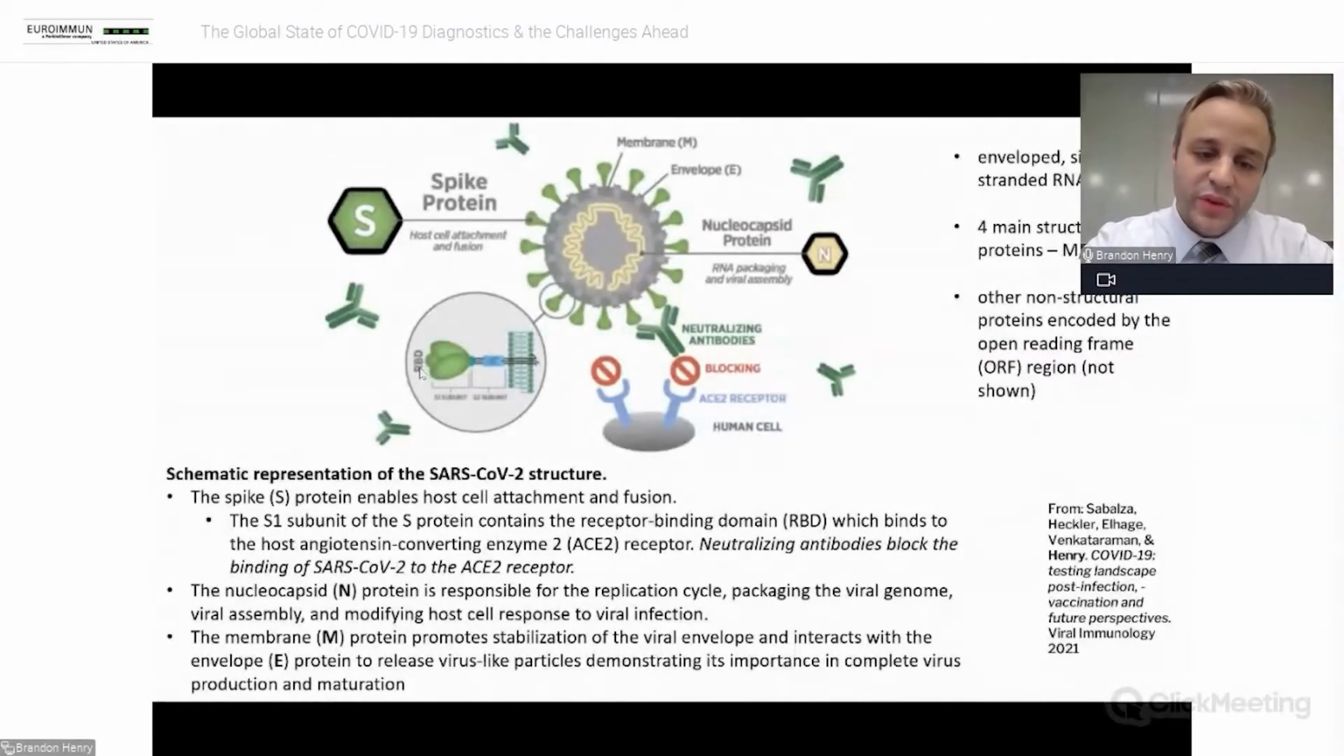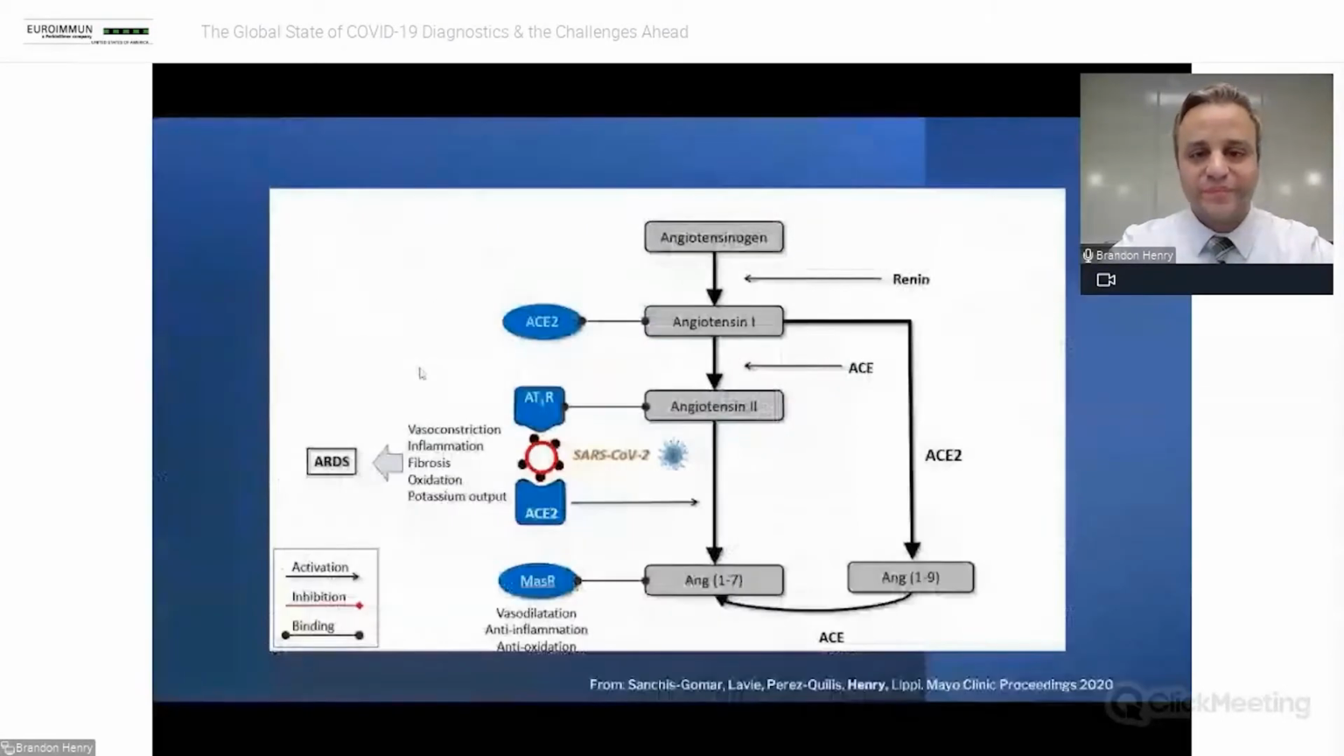The nucleocapsid protein is responsible for the replication cycle. It's responsible for packaging the viral genome, viral assembly, and also plays a role in modifying the host response to the virus. The membrane protein promotes stabilization of the viral envelope and interacts with the envelope protein to release viral particles, demonstrating that it's quite important in complete virus production and maturation.